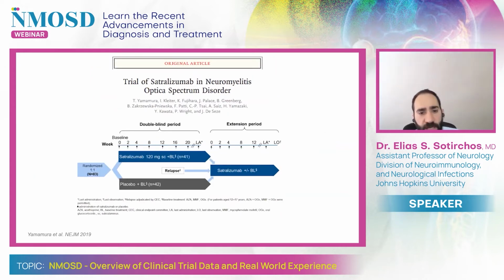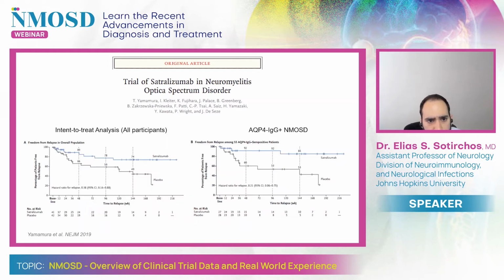Moving on, there were 2 trials of satralizumab, which, as I mentioned, is an anti-interleukin-6 receptor antibody. Here, the design was also somewhat similar. This trial here was the 1 trial, which was in the New England Journal of Medicine in 2019. This trial involved satralizumab, but permitted the use of background immunosuppression, similar to the trial of eculizumab that I mentioned previously. Patients were randomized in a 1-to-1 ratio to satralizumab or placebo plus baseline immunosuppression. And then similarly, in the context of a relapse, they would be converted to the open-label extension period where all patients were being treated.